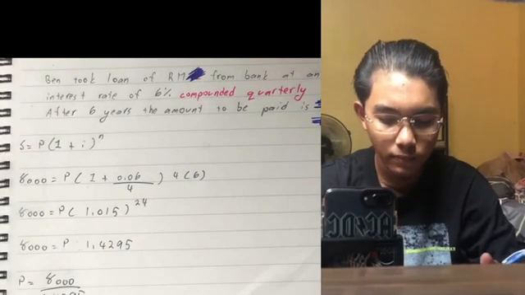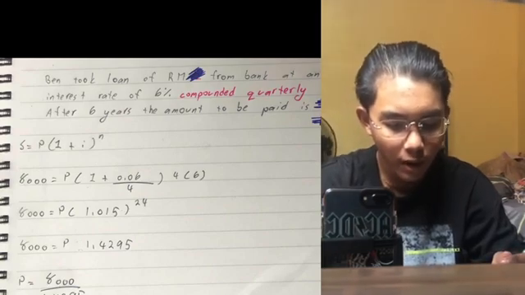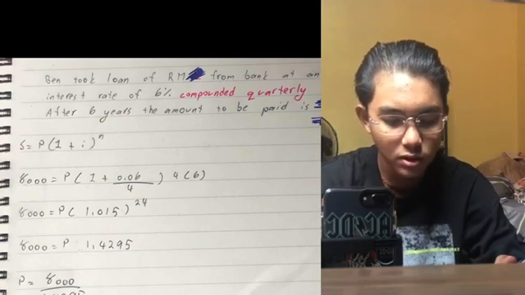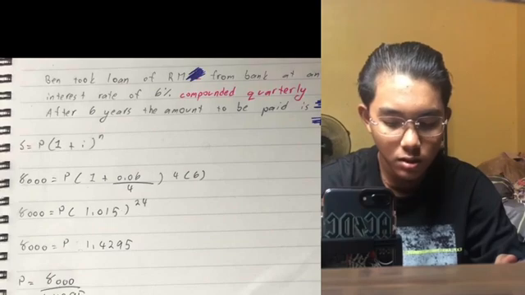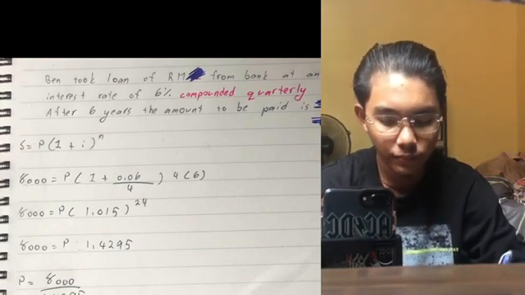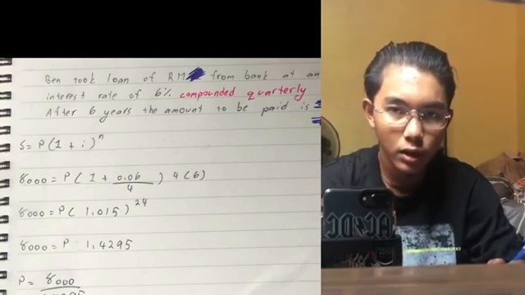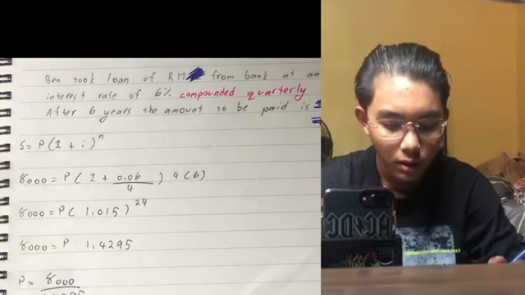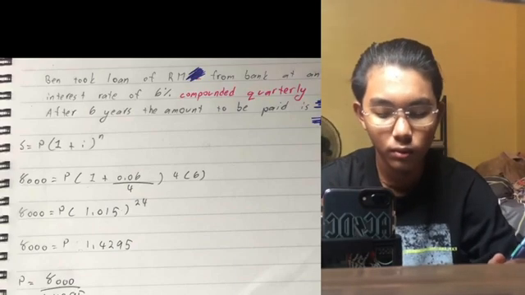Question 2. Ben took a loan of RM X from the bank at an interest rate of 6% compounded quarterly. After 6 years, the amount to be paid is 8,000. So, what we will need is, we need to find the amount of loan that Ben took.